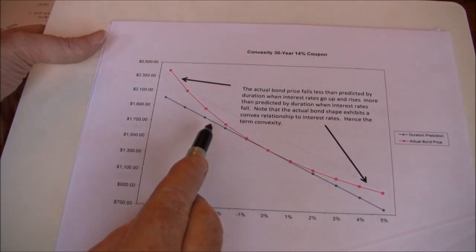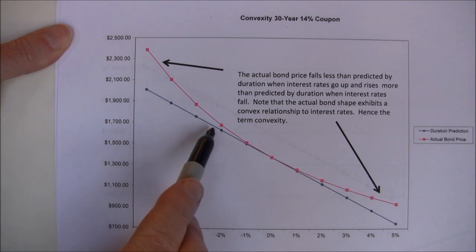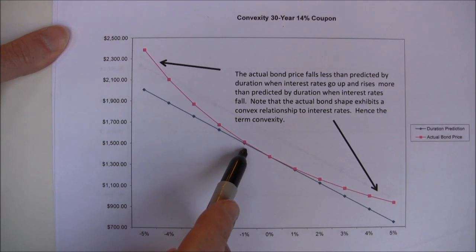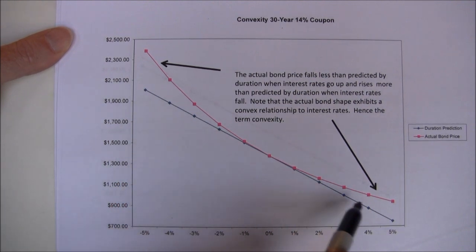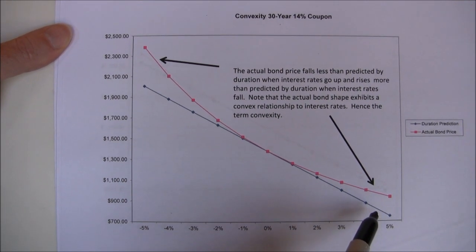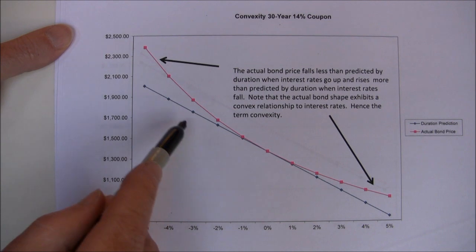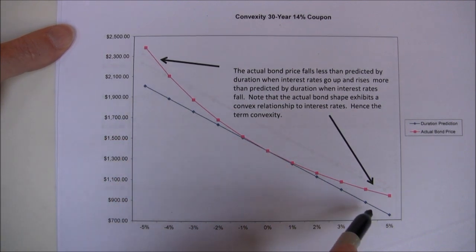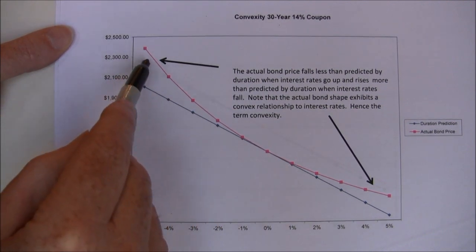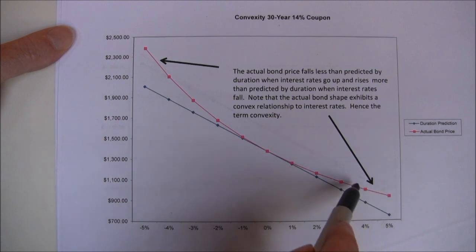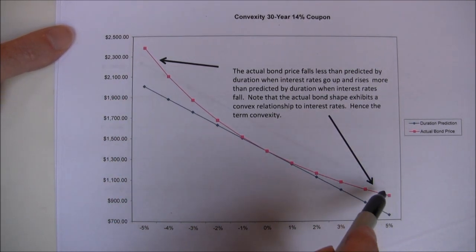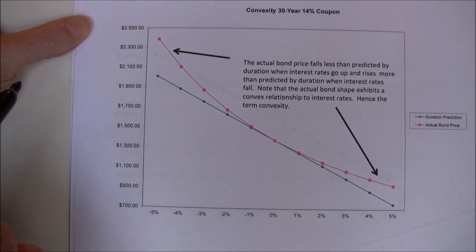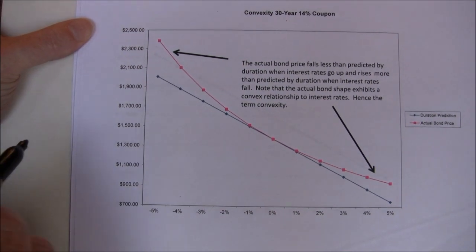This bluish line here is the duration prediction. Duration says as interest rates go down, the bond price will go up. Interest rates go up, the bond price will go down. But note, duration predicts a linear relationship. This is a straight line here. This is a curved line. The actual bond price is convex. Duration predicts linear. Actual bond price is convex. What that means is we're going to get some errors.